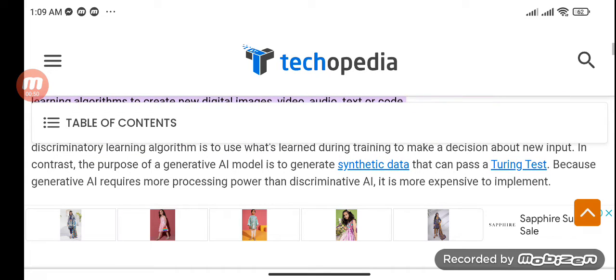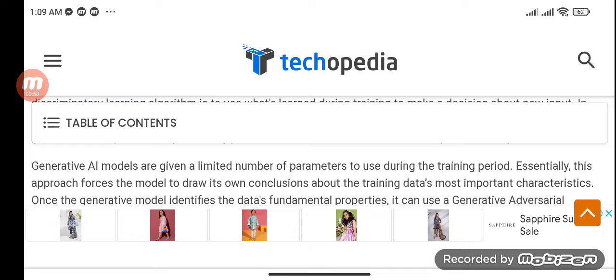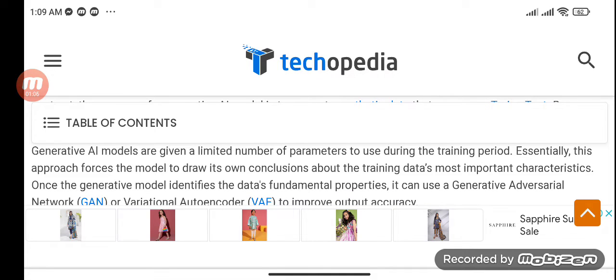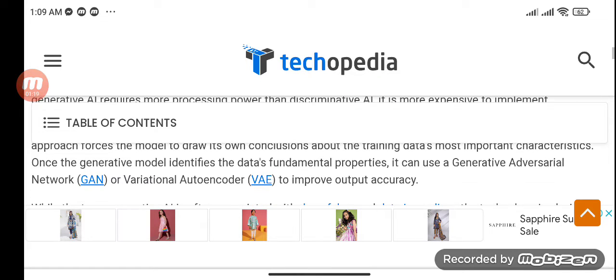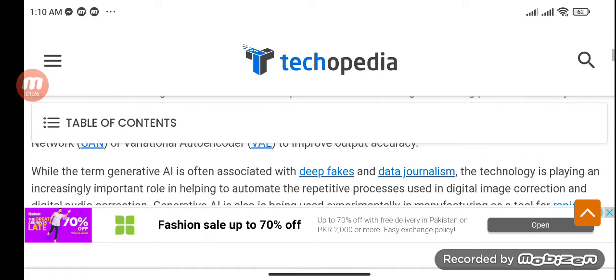Because generative AI requires more processing power than discriminative AI, it is more expensive to implement. The models are given a limited number of parameters to use during the training period. Essentially, this approach forces the model to draw its own conclusions about the training data's most important characteristics. Once the generative model identifies the data's fundamental properties, it can use a generative adversarial network (GAN) or variational autoencoder (VAE) to improve output accuracy.